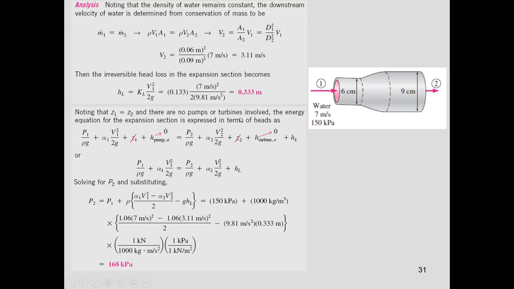Second, to get the pressure at the second pipe, use the energy equation. You know that it is a horizontal pipe, so you can cancel Z1 and Z2. There is no pump and no turbine. So the elements of the equation that we need to use now are just the pressure, the kinetic energy for pipe 1, the pressure at pipe 2, the kinetic energy for pipe 2, and the total head losses in the pipeline. Put in all the information that you got before, then you get P2 equal to 168 kilopascal.